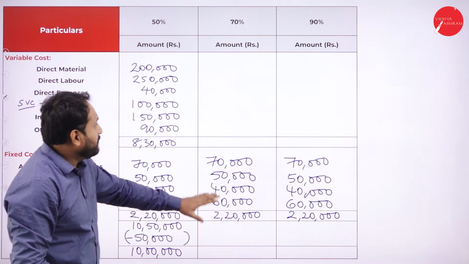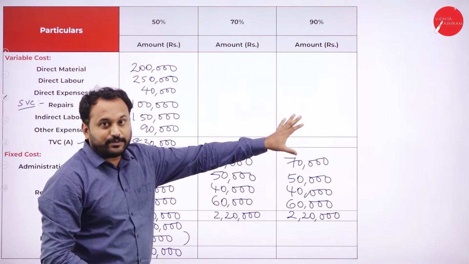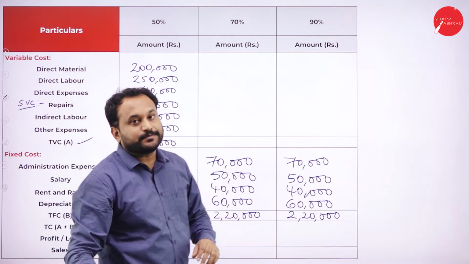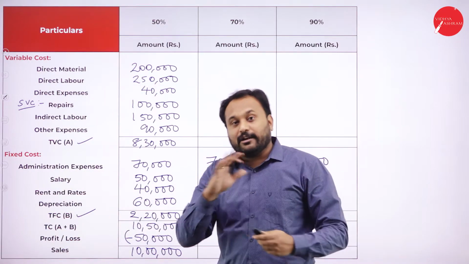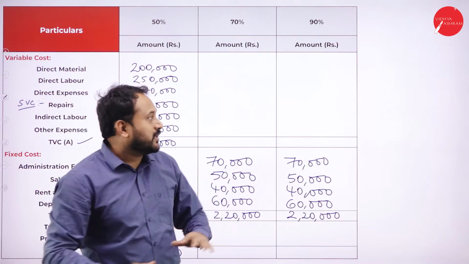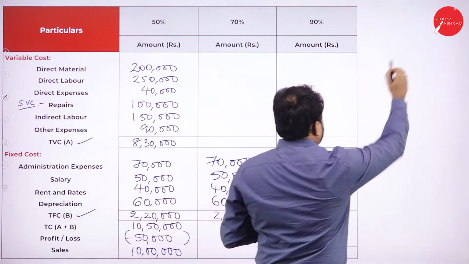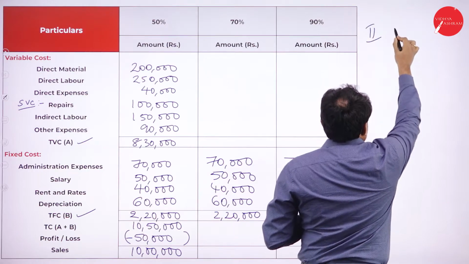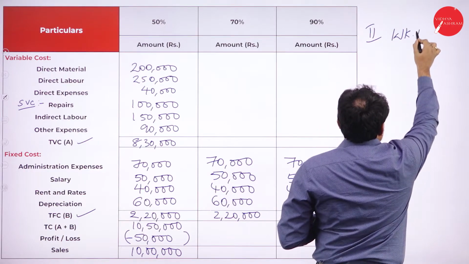We need to add it. Before that we should write the variable cost as well. So let's go with the variable cost. Now there is a calculation of variable cost, which is the second working note which I'll teach you here. Let's go for the second working note. So here we will write the second working note.